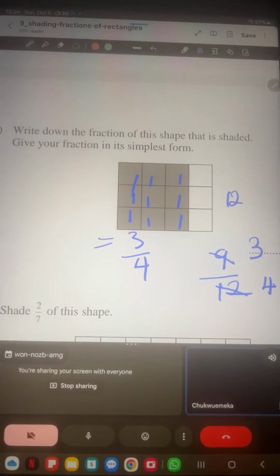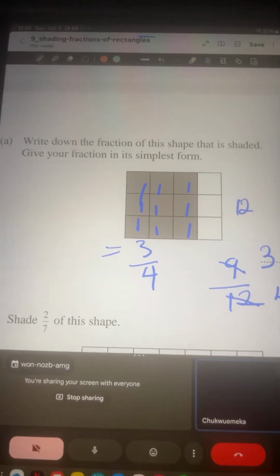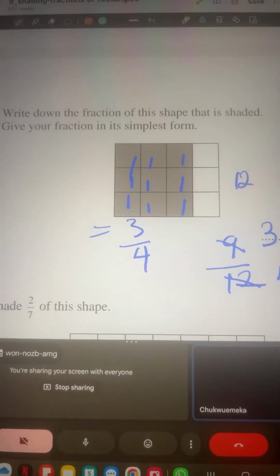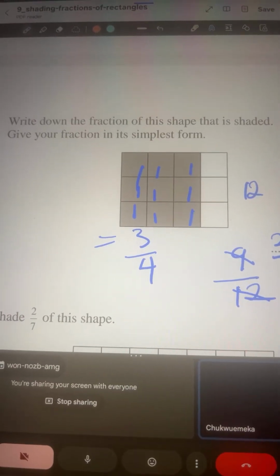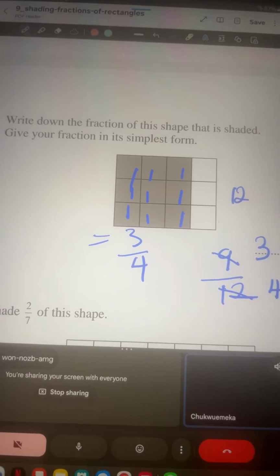Yeah. 3 over 4, right? Yeah. Do you understand this? Yeah. Okay.